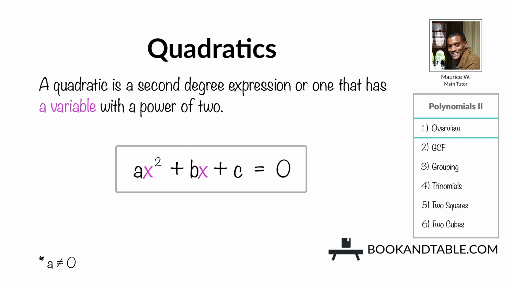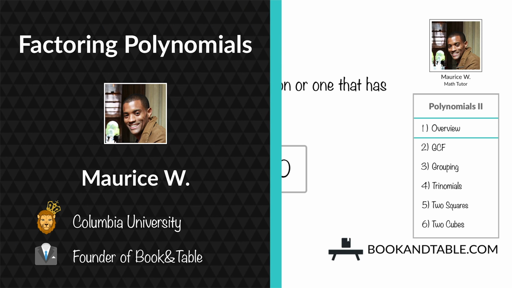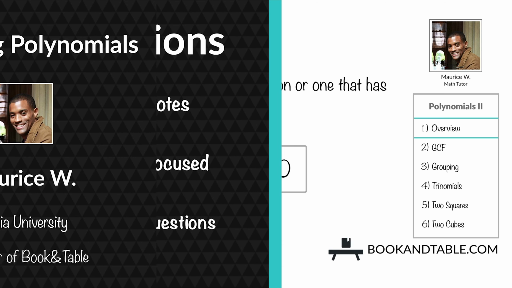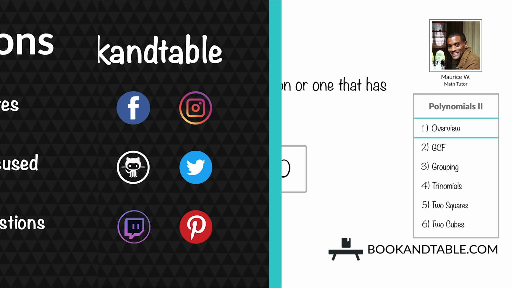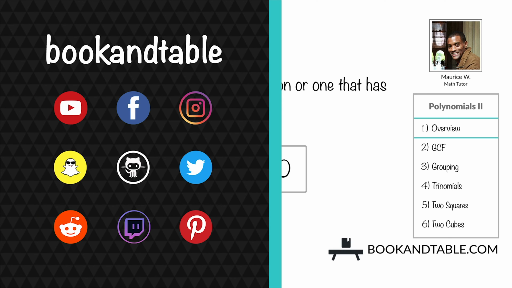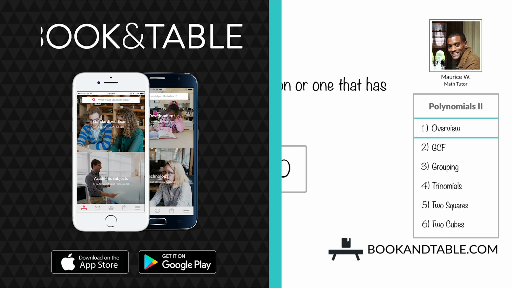I am your math tutor, Maurice Wright, and in this chapter we are going to review how to factor polynomials. We'll discuss how you can go about finding the greatest common factor of two numbers. We'll review how to factor a polynomial by removing the greatest common factor. We'll take a look at the grouping method to review how to factor polynomials with four terms.